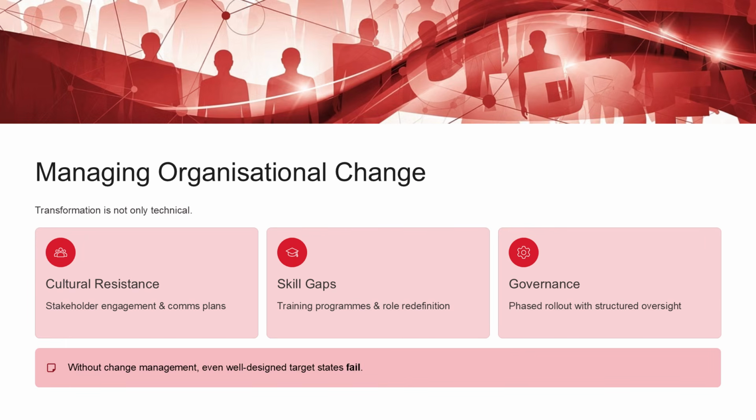Transformation is not only technical, you must manage cultural resistance, skill gaps, role redefinition, governance restructuring. For example, identity modernization may require redefining how administrators access systems. Segmentation may require coordination between network and cloud teams. Automation may change SOC workflows. Architecture implementation must include stakeholder engagement, communication plans, training programs, phased rollout. Without change management, even well-designed target states fail. Architecture must account for people, not just systems.